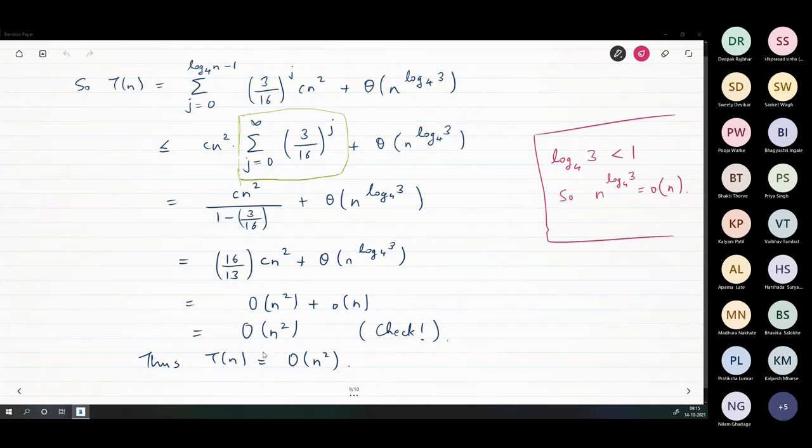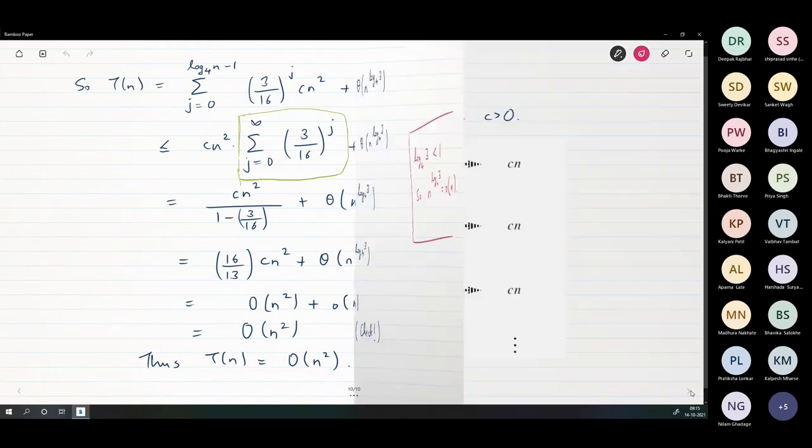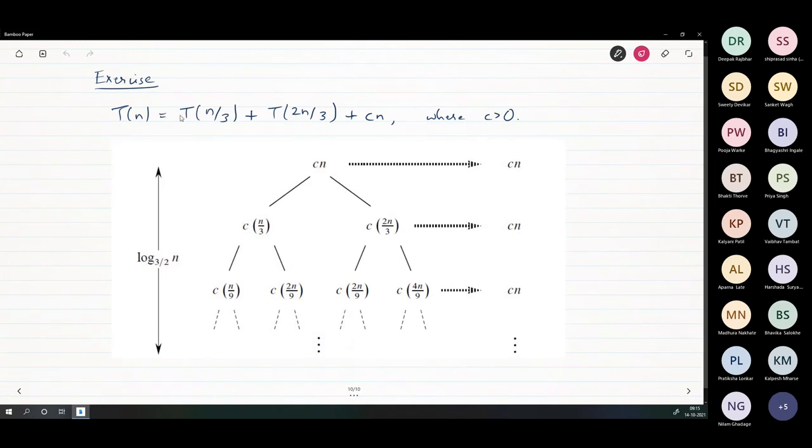So T of n is big O n squared. That is the final answer. Now let me just finish in 2 minutes or so. Next problem. What if you are given a problem of this form? This is now an exercise for you. I'll just explain the basic steps and then you try to write it down, and we'll look at it tomorrow once again.